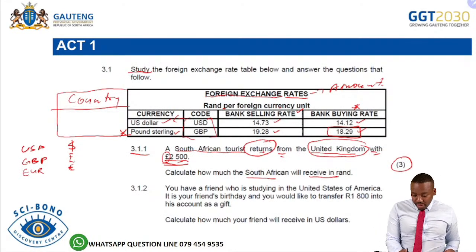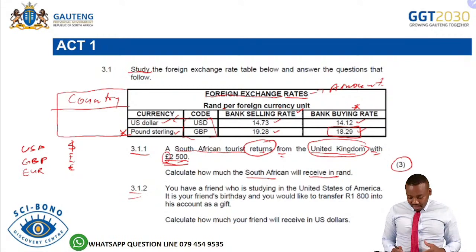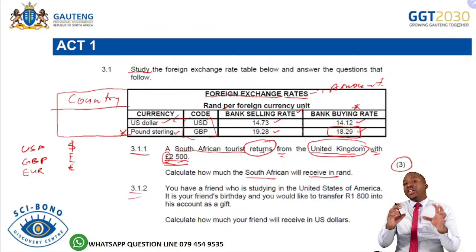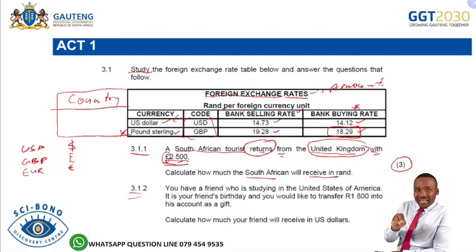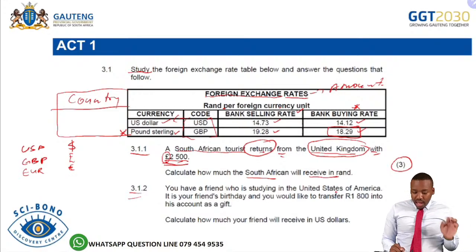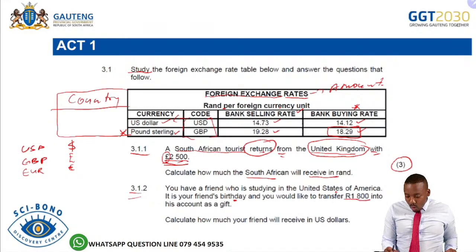Question 3.1.2. You have a friend who is studying in the United States of America. Remember, we are saying English across the curriculum. It is very important that you read your statements carefully and highlight. It is your friend's birthday, and you would like to transfer 1,800 into his account as a gift. Calculate how much your friend will receive in United States dollars.